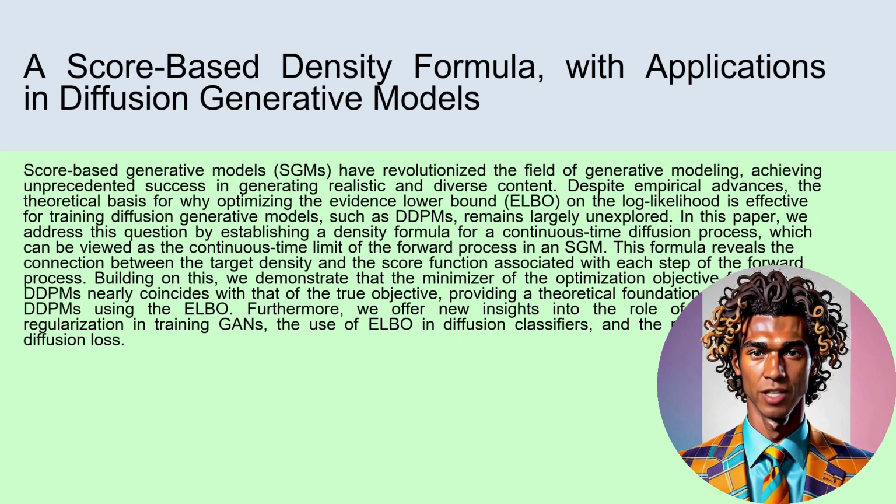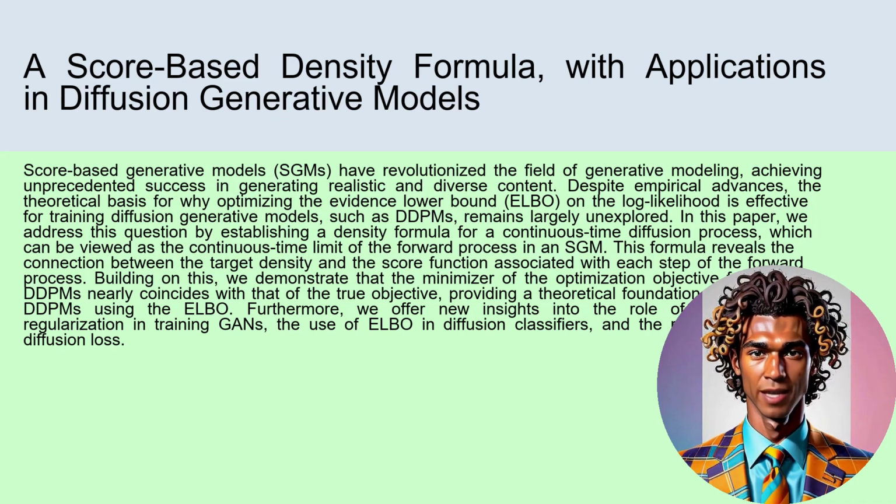The research seeks to understand why optimizing the ELBO, evidence lower bound, on the log likelihood is a successful approach for training DPMs. The authors develop a new formula that expresses the density of a continuous time diffusion process, which is the core of DDPMs. This formula shows the connection between the desired data distribution and the score function of the diffusion process.